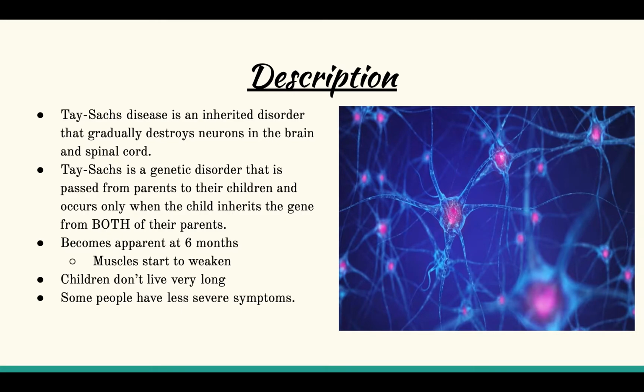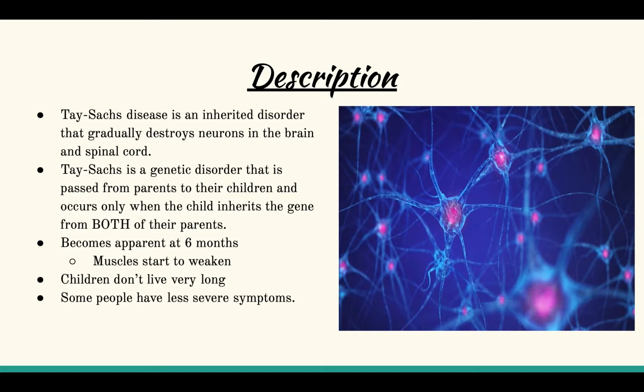So first of all, we're going to start off with a description. Tay-Sachs is a disease that is inherited from parents that only shows up with symptoms if the child inherits the gene from both of their parents. So both of their parents must have the gene present in them for the child to get it, possibly. The only way to get it is if the child has both genes from both parents.